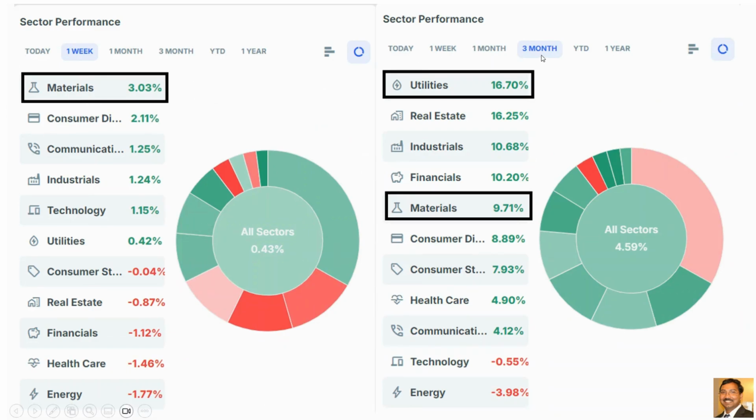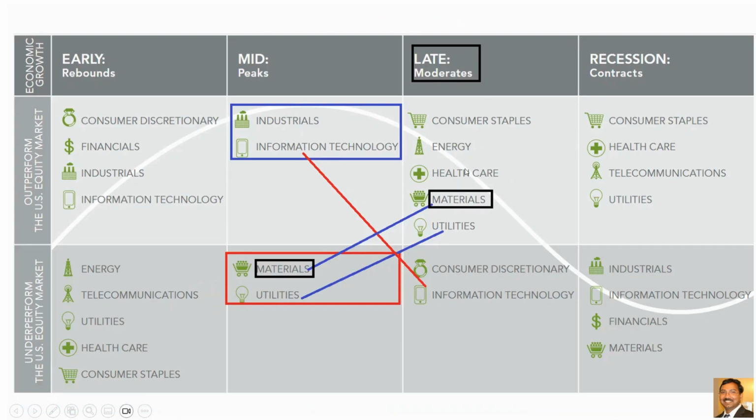Also, in the three-month sector performance, utilities performed well, up 16.70%, and materials are up more than 9%. I talked about these two sectors in my September 7th video on business sector rotation, and this is a chart I shared in that video. These are the business cycle phases: early phase, mid phase, late phase, and recession. In the mid phase, the industrial and information technology sectors outperform, and materials and utilities underperform. In the late phase, the materials and utilities sectors outperform, and information technology underperforms.